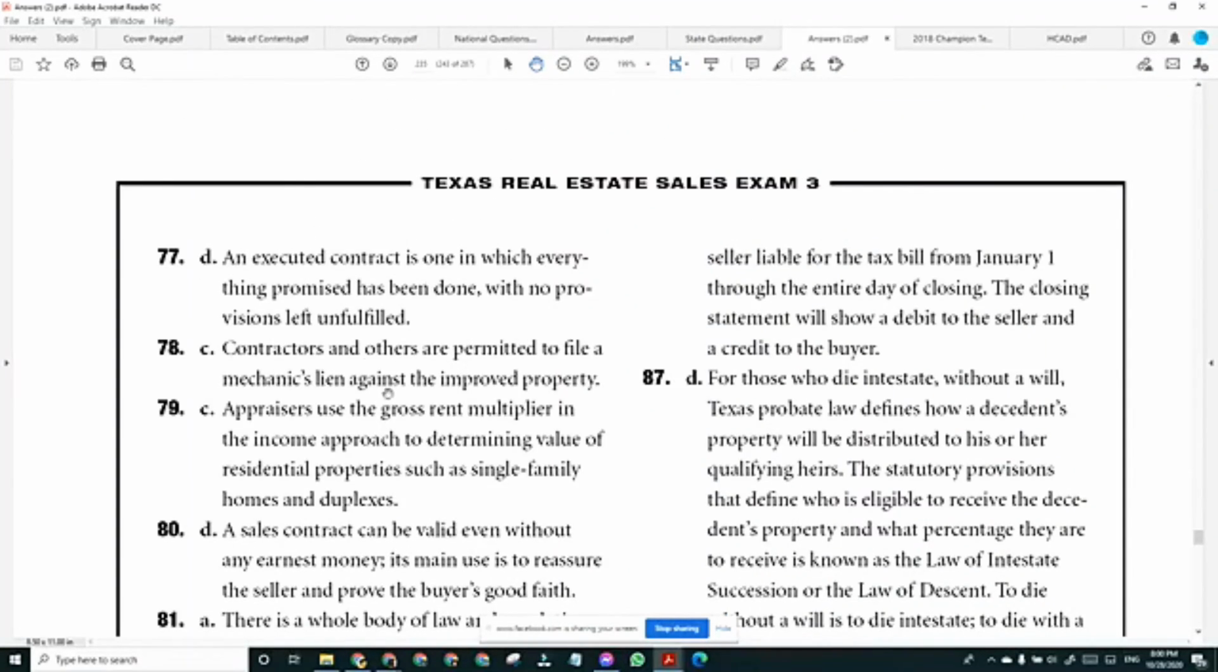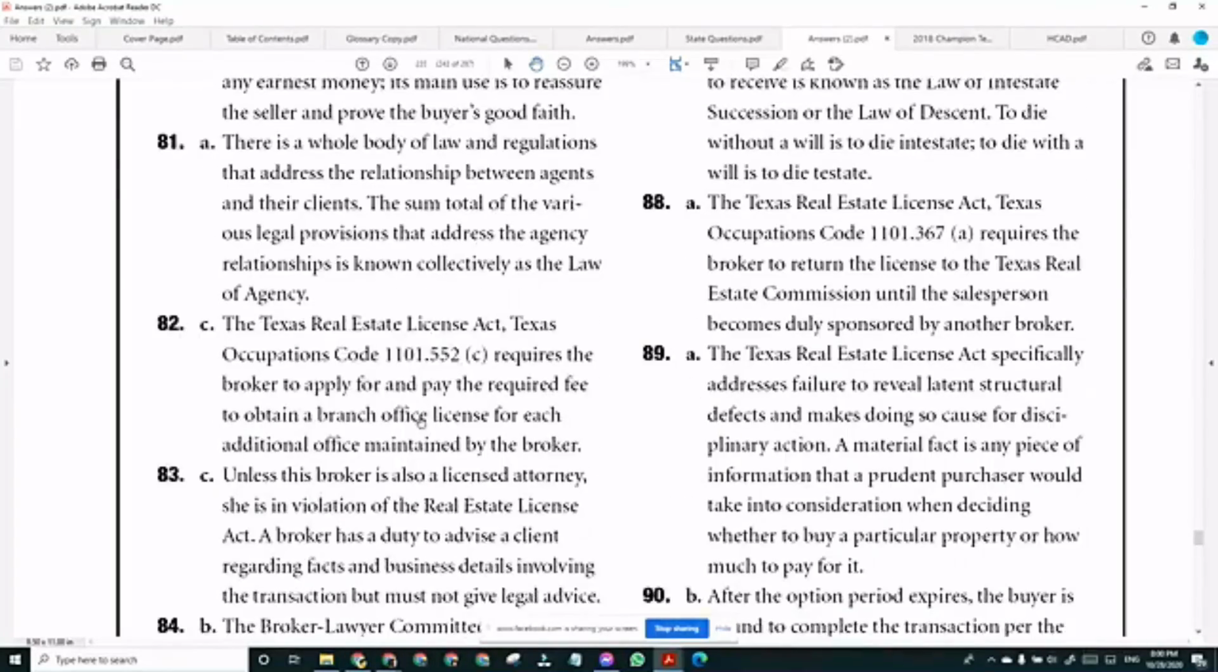Let's see, almost, yeah, 235. Okay. So the answers will be on page 235. So I have it set up. Okay, any questions?